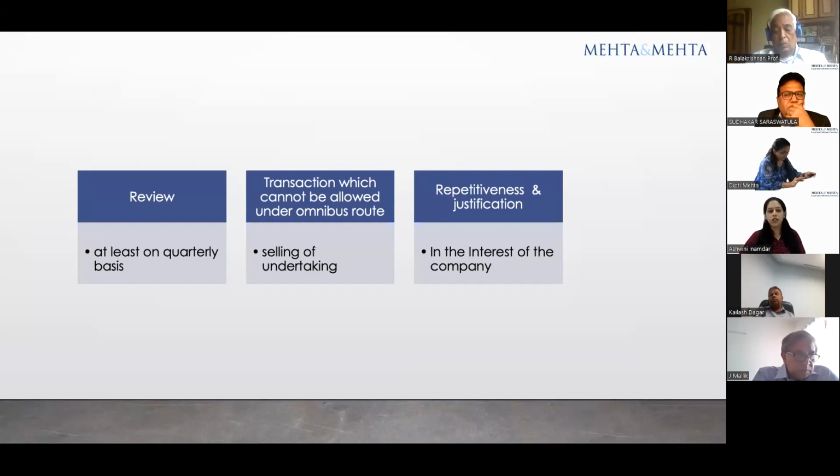Then the transaction which cannot be allowed under omnibus approval is selling of any undertaking. So if it is not in the routine business of the company, or is not repetitive in nature, it cannot be brought under the omnibus approval route. There has to be a justification, there has to be repetitiveness for that kind of transactions to qualify under the omnibus approval mechanism.